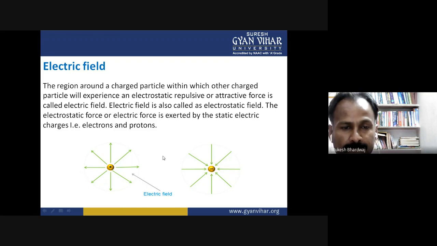Next, electric field, as you see in the pictorial representation of the charge, that is positive charge and negative charge, is shown in the diagram, and the rays are moving perpendicularly away from or towards the charge. So we can say these lines which are perpendicular to the charge are known as electric field lines.